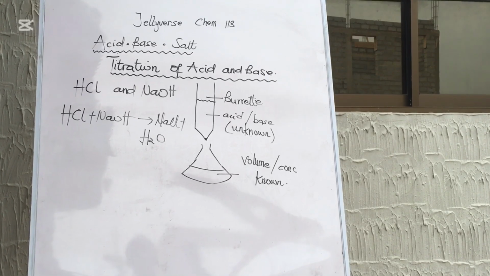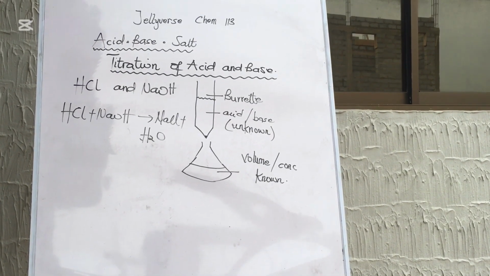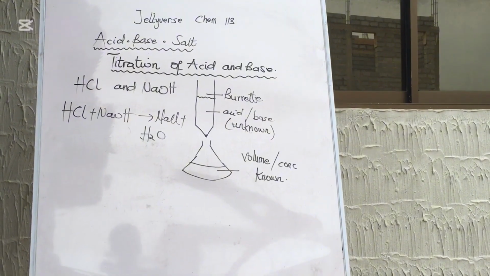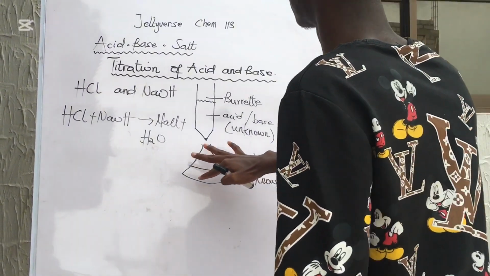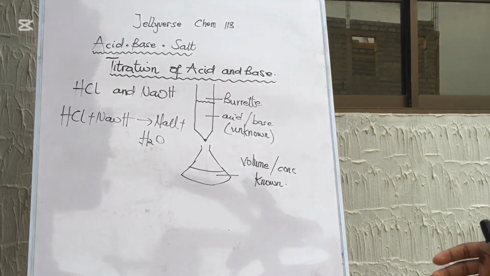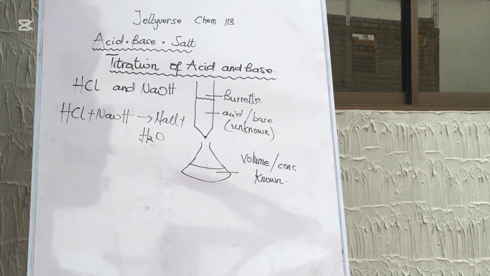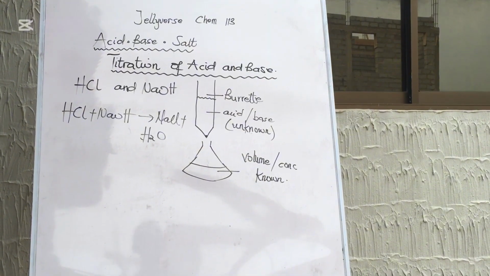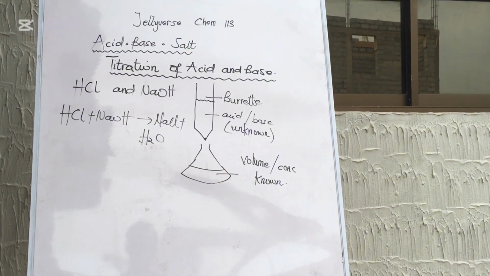The only thing being added is the solution from the burette, and when the solution from the burette is added to the conical flask, the volume of the solution in the conical flask is going to increase. So in our calculation, remember that the more solution we add from the burette to the conical flask, the more the volume increases.